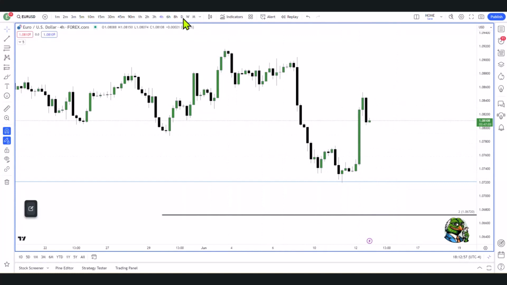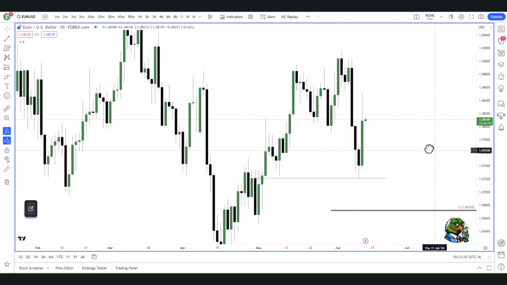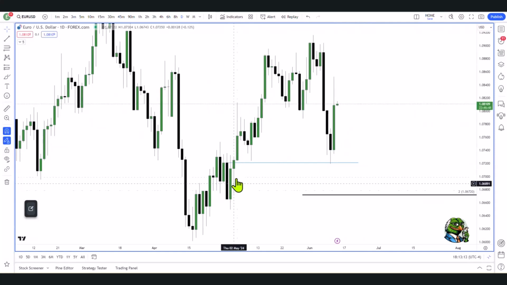Now on the daily chart, that also means we have these equal lows here. So that's going to be the immediate draw, but I think that we will push lower under this daily bar here. And that's our pump for the dump. So still expecting lower prices on the euro.